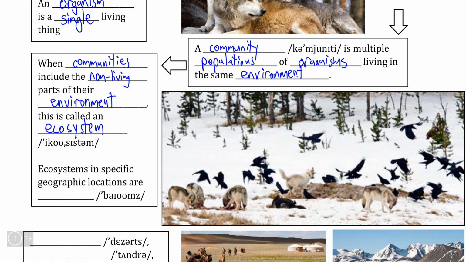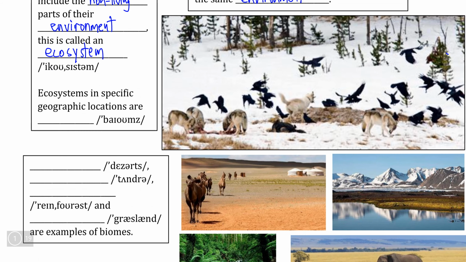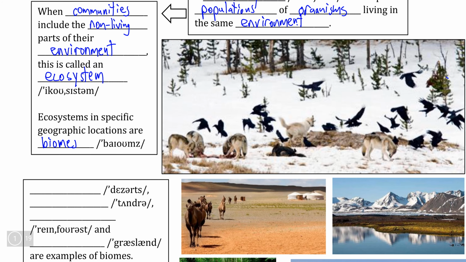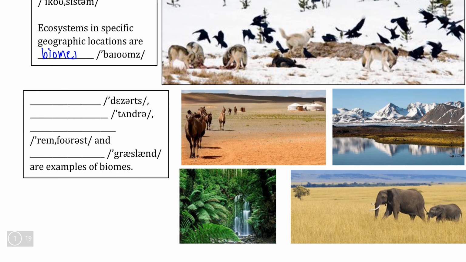And if we zoom out a little bit more, if we look at ecosystems that occur in specific geographic locations, these are examples of what we call biomes. So this example here is probably some sort of northern forest that you would expect to see in northern Canada. So that is one example of a biome.